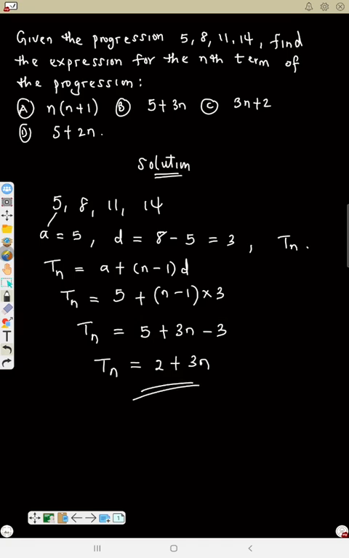So that is the answer. Look at the options. You see you have 3n plus 2. That means 2 plus 3n can also be 3n plus 2. If you change the order, it stays the same. So we have solved the question. So let's see another question.